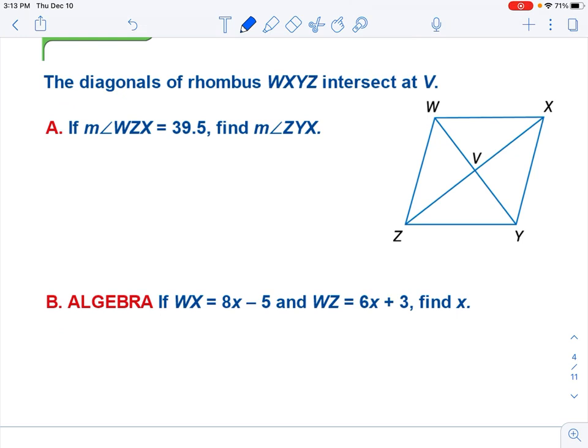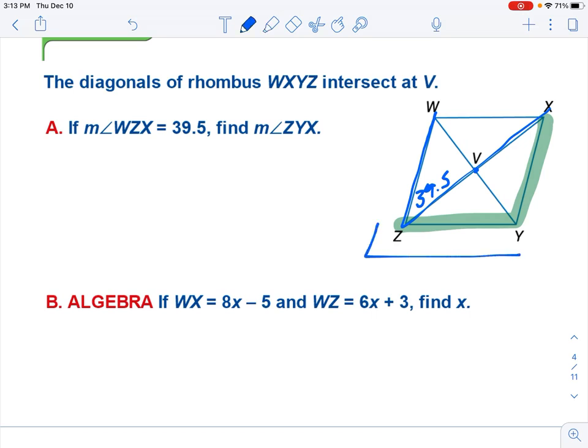This states that the diagonals of a rhombus WXYZ intersect at V. That's pretty good to know. And then we are going to find missing angle measures and then find the value of X. So we know that the measure of WZX is equal to 39.5. And we are trying to find the measure of angle ZYX.